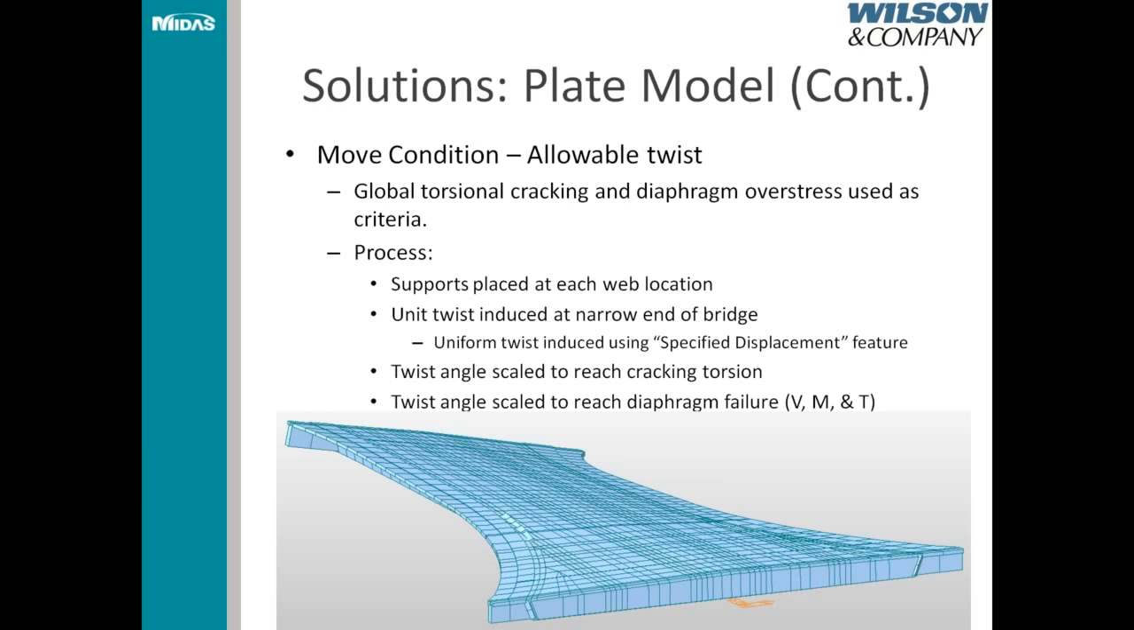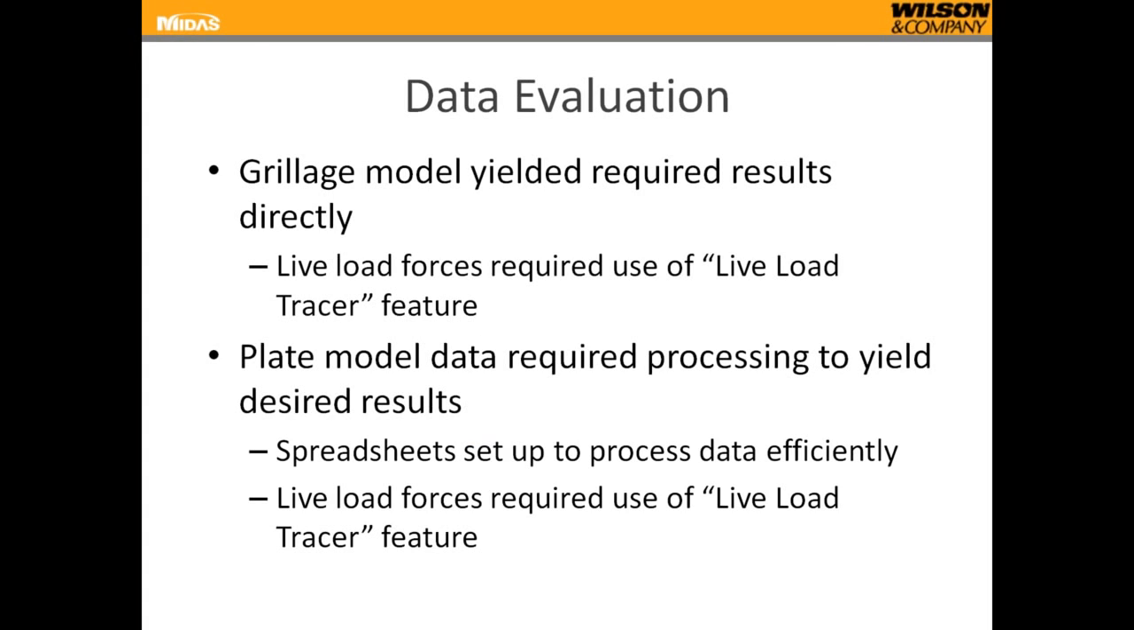The twist angle was then scaled to reach the cracking torsion, and the twist angle was also scaled to reach diaphragm failure. So obviously the global torsion needed to be calculated, and the diaphragm loads needed to be calculated under a unit twist and then scaled.